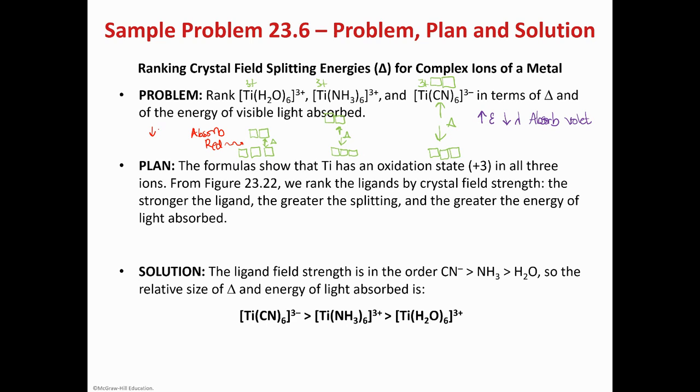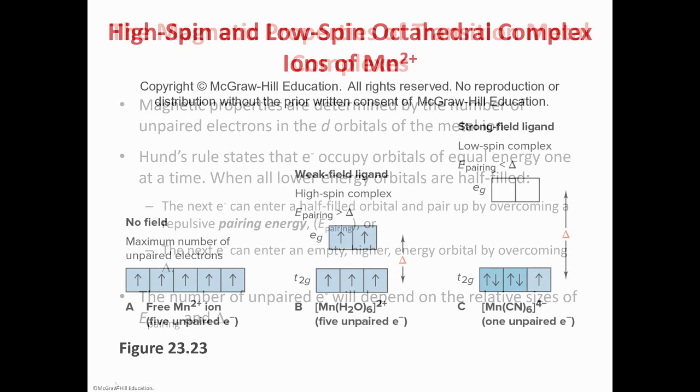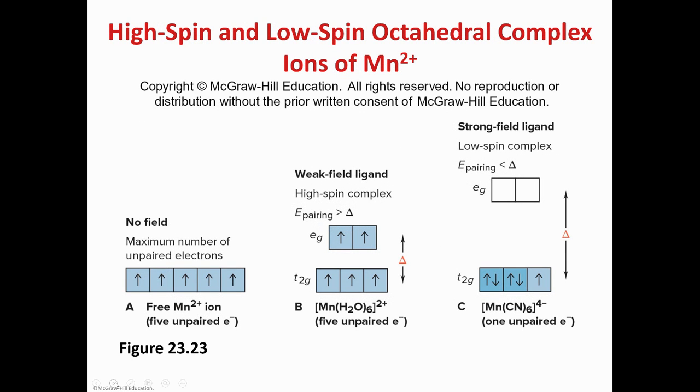Because that would be a lower energy, longer wavelength. Okay, one last thing. This will affect the magnetic property of the substance. So in this case, this is showing what happens to the magnetic property of manganese 2. So take a moment with your periodic table and double check what the number of electrons is for manganese 2.